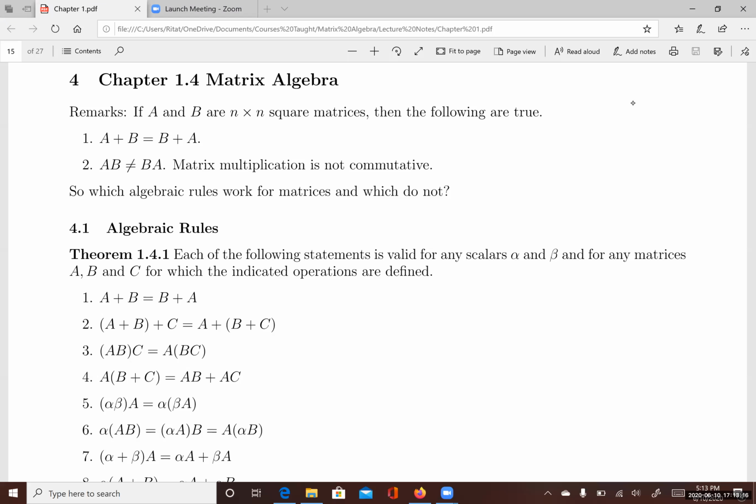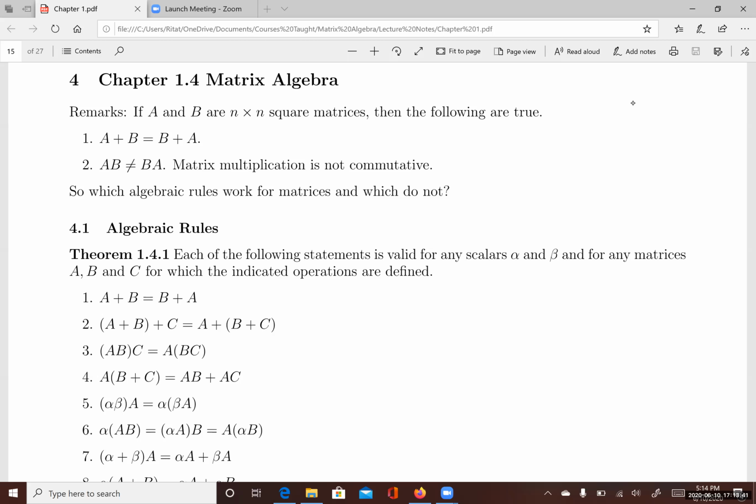This lecture introduces matrix algebra. For example, we're going to talk about some algebraic rules for matrix operations. We'll discuss the idea of the identity matrix, the idea of non-singular matrices, and also the transpose of a matrix. Well, let's start with some remarks.